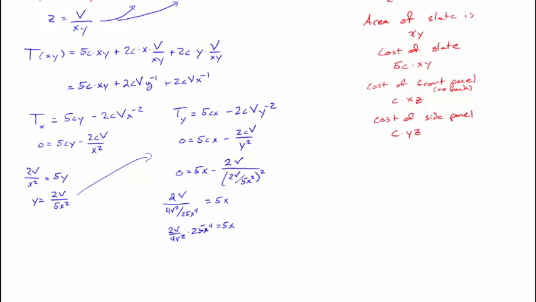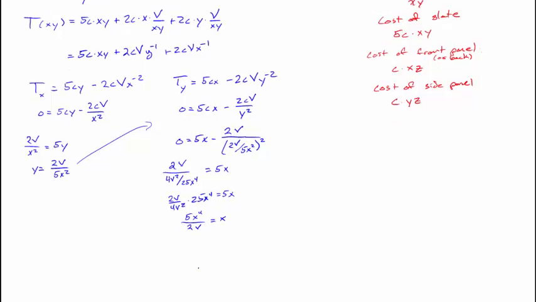And then this is going to reduce to, cancel some 5's here, I'm going to get 5x to the fourth over 2v equals x. I want to subtract so I don't accidentally lose any solutions here. So 5x to the fourth over 2v minus x equals 0.